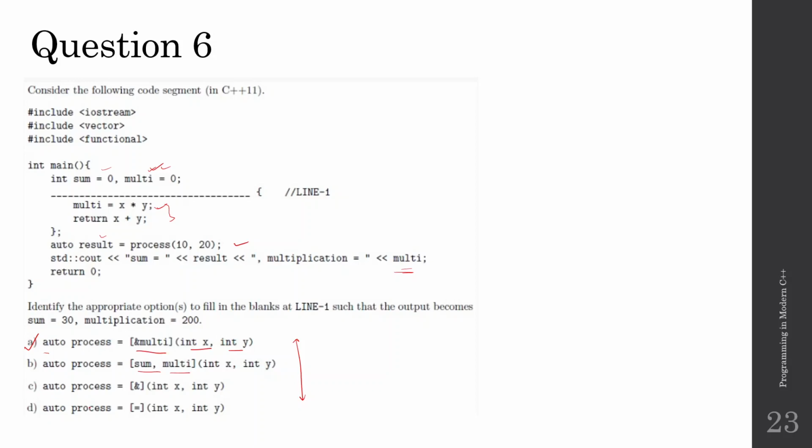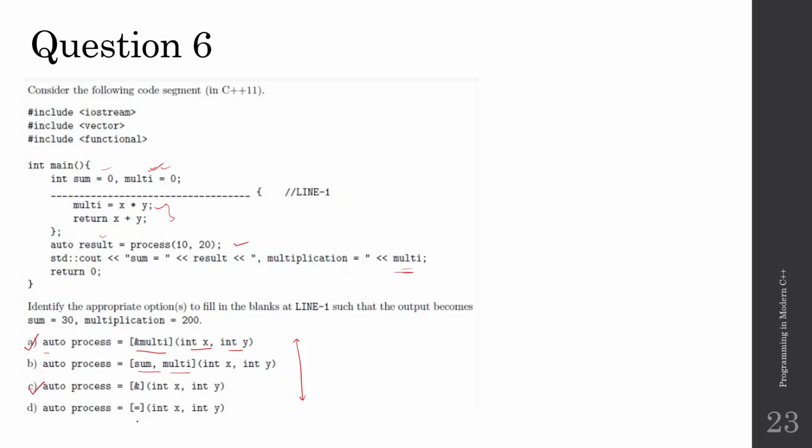Then we come to the third one, C. In the capture block we write ampersand. This means that it captures all the variables as a reference. So obviously both sum and multi will be captured like this. So this will also work.